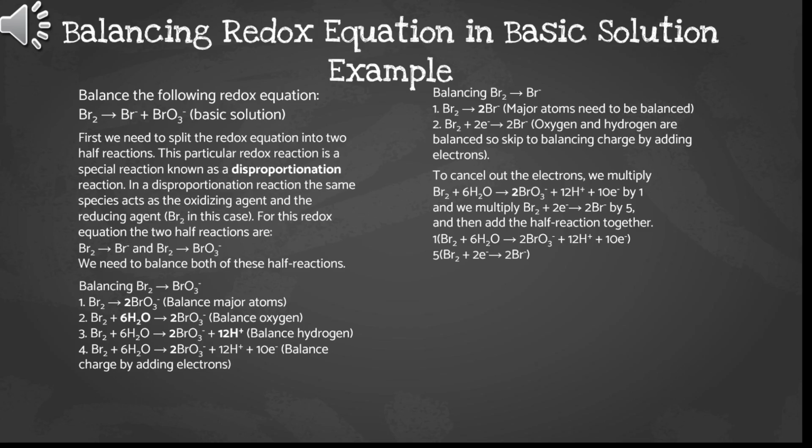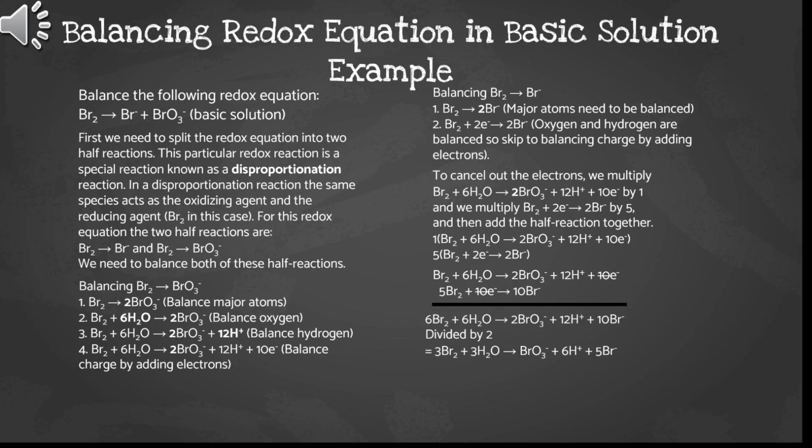Now, before we add the two half reactions together, we will multiply Br2 plus 6H2O forms 2 BrO3- plus 12 hydrogen plus 10 electrons by 1, and multiply Br2 plus 2 electrons forms 2 Br- by 5, and then add them together. Doing this, we cancel out all the electrons, and we're given the equation 6Br2 plus 6H2O forms 2 BrO3- plus 12 hydrogen plus 10 Br-. Dividing this equation by 2, we're given the balanced equation 3Br2 plus 3H2O forms BrO3- plus 6 hydrogen plus 5 Br-.